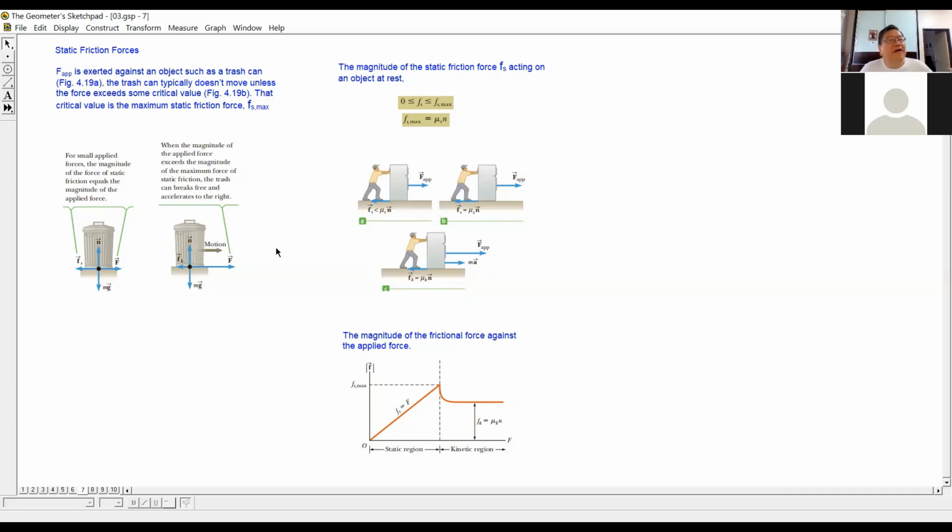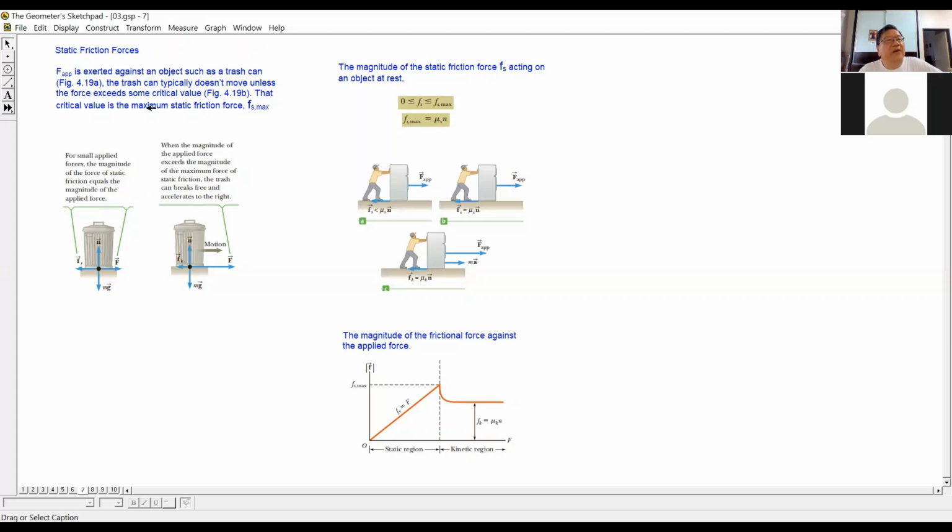Applied force is exerted against an object such as this trash can. The trash can typically doesn't move unless the force exceeds some critical value. The critical value is the maximum static friction force. The magnitude of the static friction force Fs acting on the object at rest is the magnitude of the frictional force against the applied force.